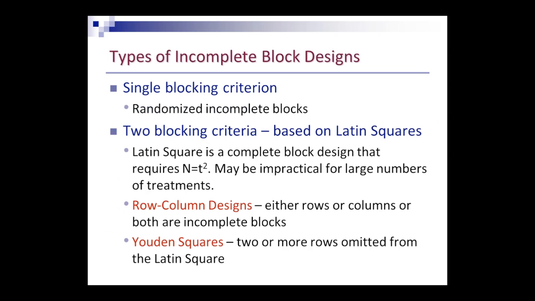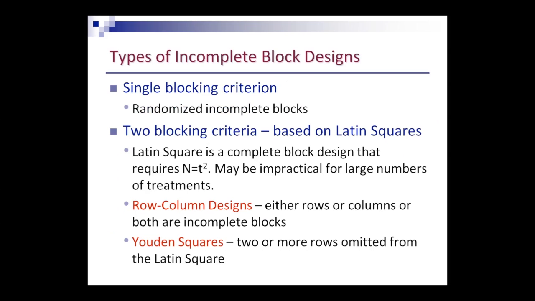So in terms of the number of blocking criteria, if we're using an incomplete block design with a single blocking criterion, that would be analogous to a randomized block design. And so we have only one source of variation that we need to control. In some situations, use an incomplete block design that's based on a Latin square. In a Latin square complete block design, you would have to have t-square observations, experimental units, to do the experiment, and that certainly may be impractical for large numbers of treatments.